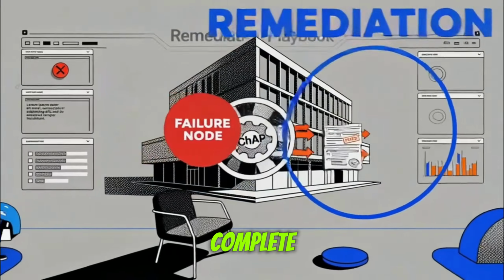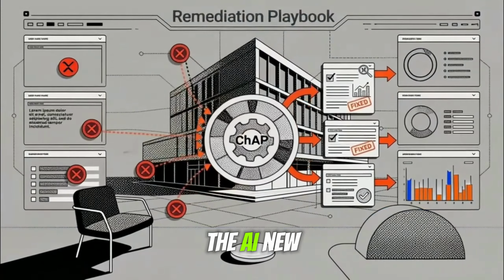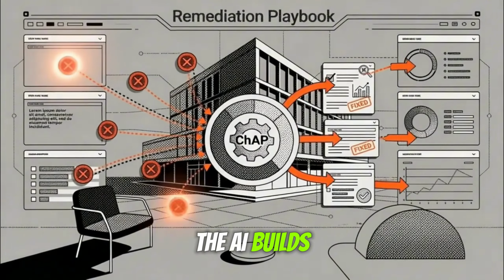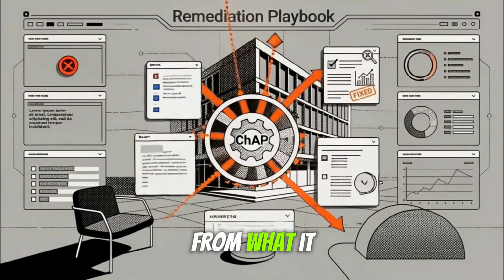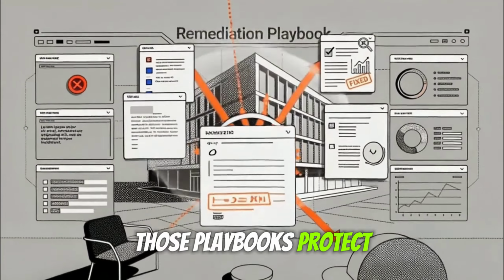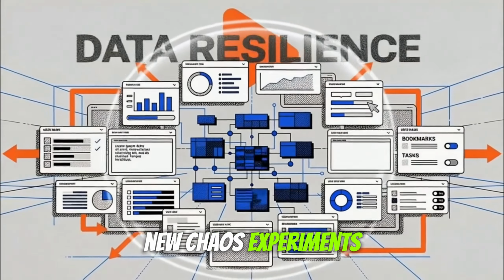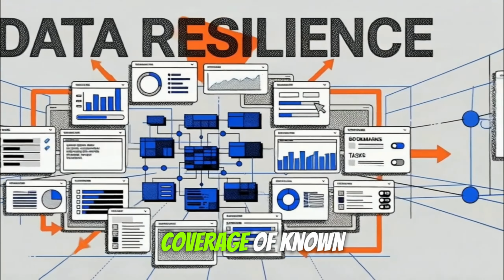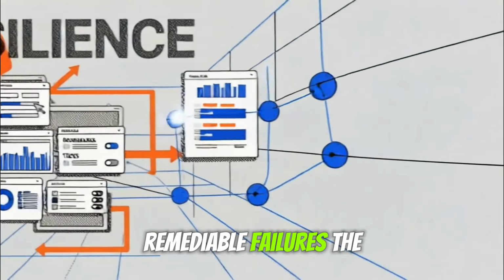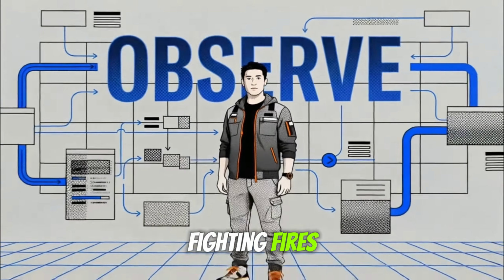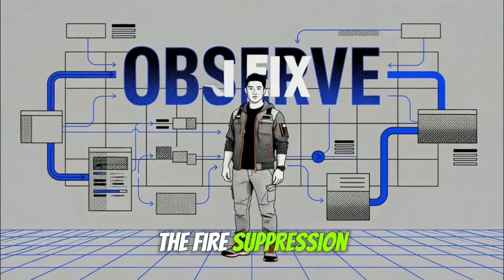The loop is complete. Chaos experiments teach the AI new failure patterns. The AI builds autonomous remediation playbooks from what it learns. Those playbooks protect the system in production. New chaos experiments continuously expand the coverage of known remediable failures. The engineering team stops fighting fires and starts designing the fire suppression system.